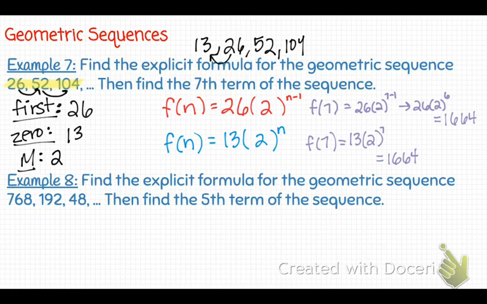Can you guys do number 8 for me, please? I want you to write both formulas using both ways and then find the 5th term, please. Okay, did we find our first term? Yes. What is the first term for number 8? 768. Is that our first term? Yeah. What is our 0 term? 3072. Do we agree so far?